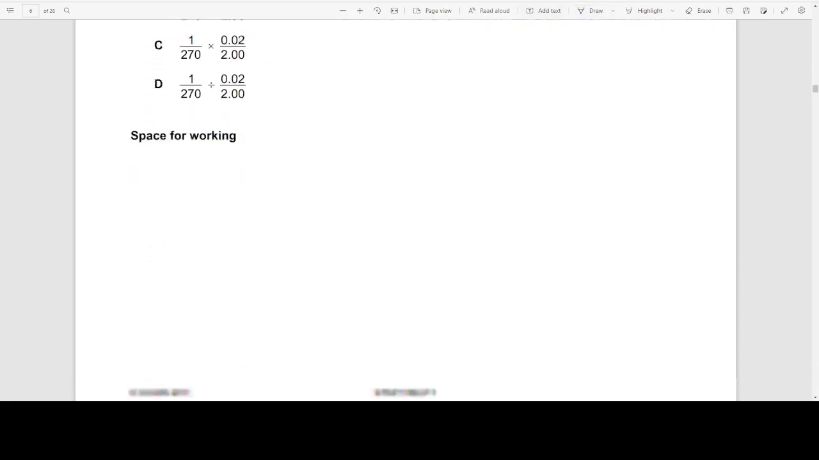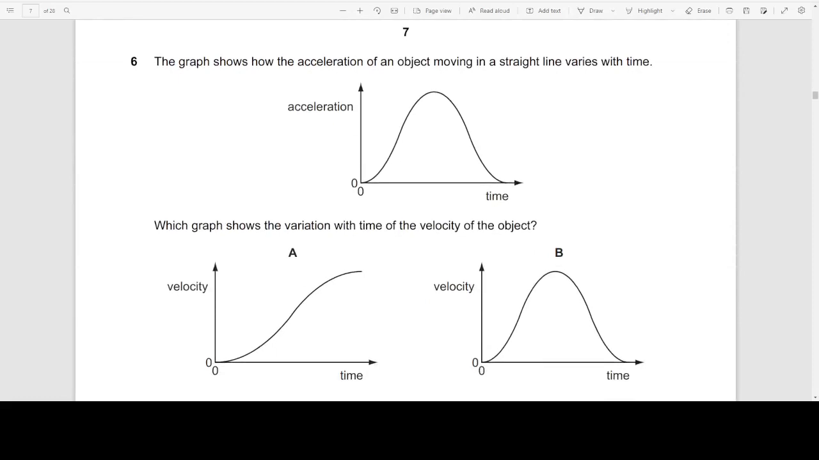Alright, moving on. The graph shows how the acceleration of an object moving in a straight line varies with time. Which graph shows the variation with time of the velocity of the object? So we know that dv/dt is acceleration. So the gradient of velocity versus time is equal to the acceleration.